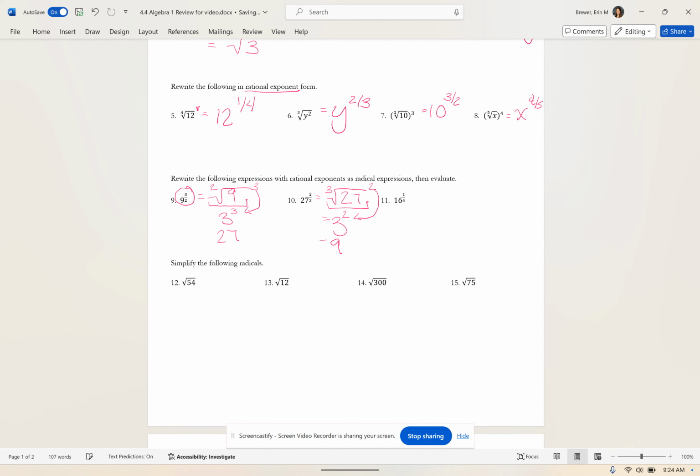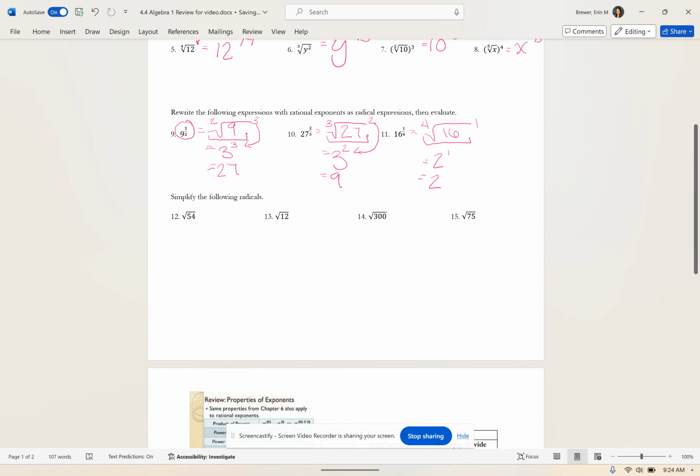Let's drop our equal sign down all the way. We don't want to lose that. The next one, 16 to the 1/4, is the same as the 4th root of 16 to the 1st. The 4th root of 16, what times itself 4 times is 16, is 2, and 2 to the 1st is still 2.